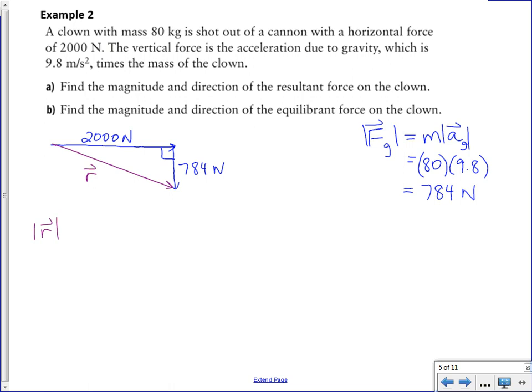So the magnitude of the resultant squared equals 2,000 squared plus 784 squared. I'm honestly completely fine if you just do everything on your calculator, square root, give me the answer. I don't need to see a bunch of steps for these ones. So 2,000 squared plus 784 squared, and then I square root the result. I got 2,148.2 newtons.